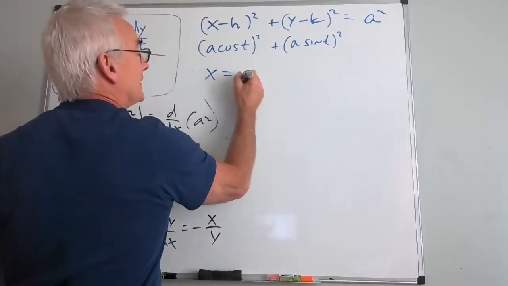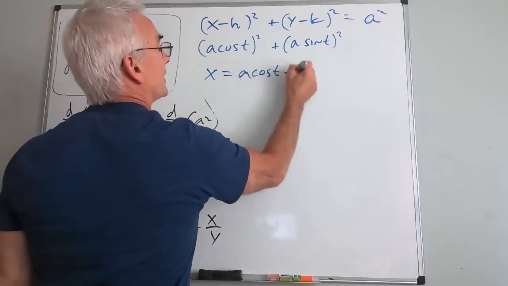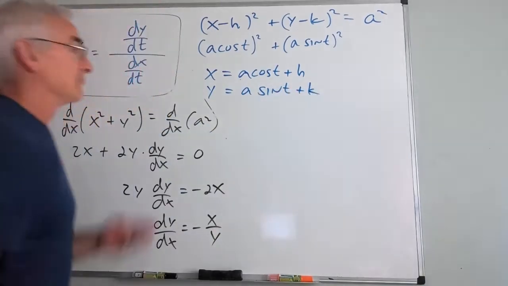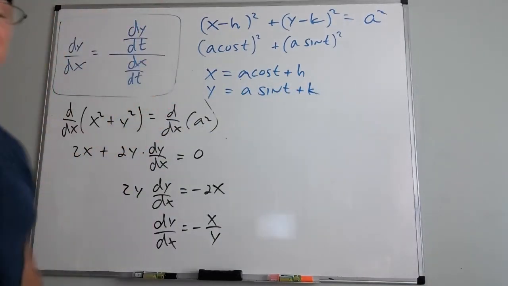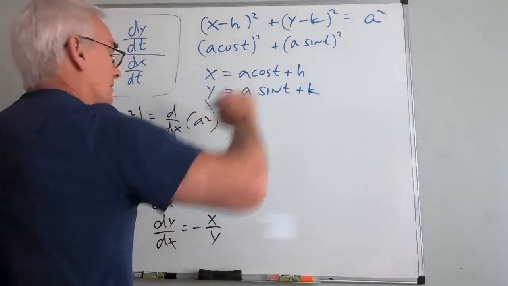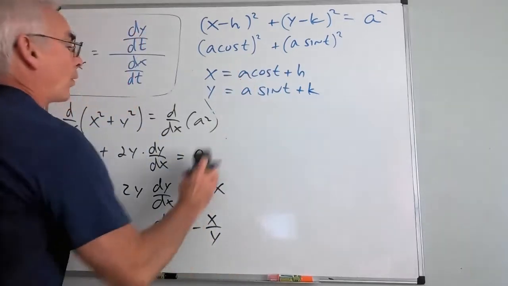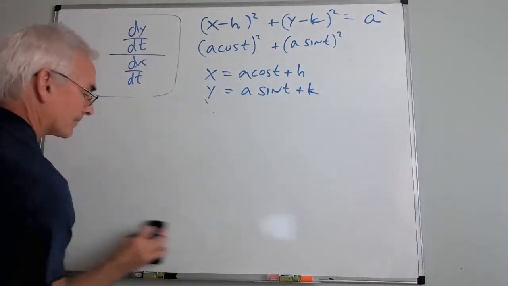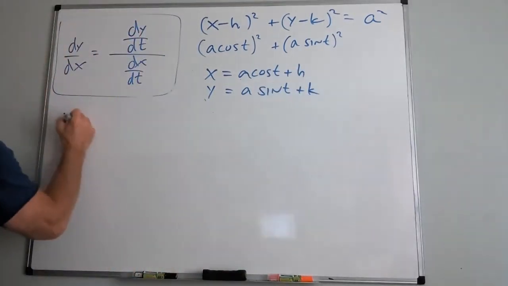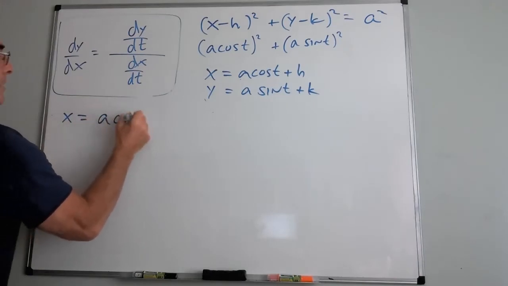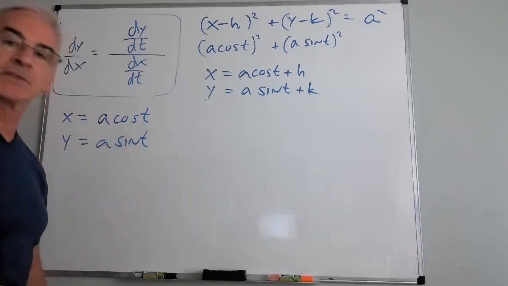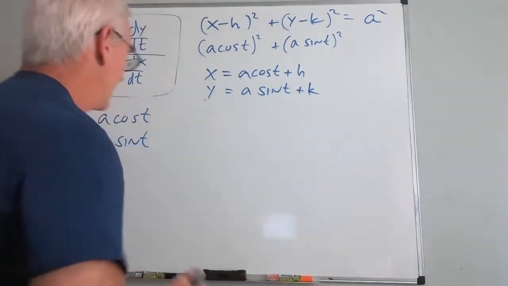So x would be a cos t plus h. Y would be a sine t plus k. This is the universal parameterization. It's very similar if I want to do an ellipse also. So if I use this model and I'm centered at the origin, okay, if I'm centered at the origin, then the h and the k are both 0. So we will start with x equals a cos t, y equals a sine t. And if it's a circle, that also means that the t would range from 0 to 2 pi.